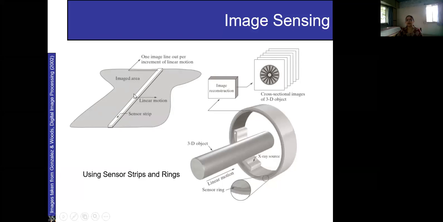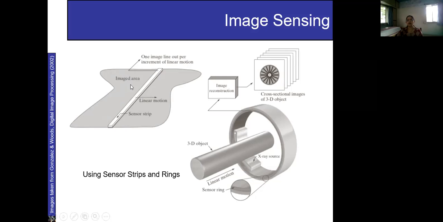This strip has to be scrolled over the entire imaging area. So you need linear motion of this strip so that the entire image is covered. This strip will give you output line by line, and in one line, you can have multiple sensors. Initially, you might have positioned this line at the extreme left end, and so you will get the first row of the image.